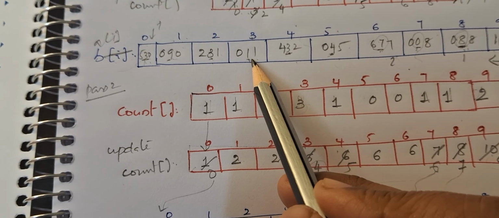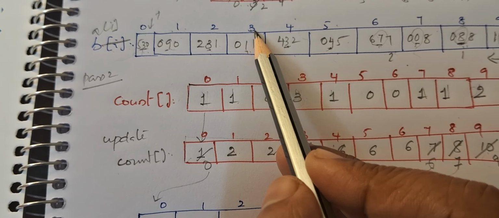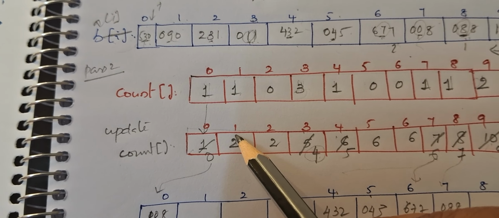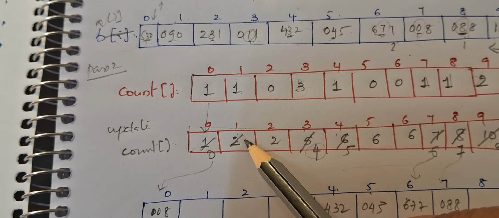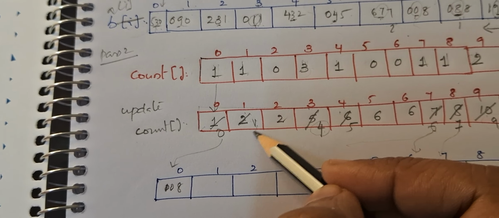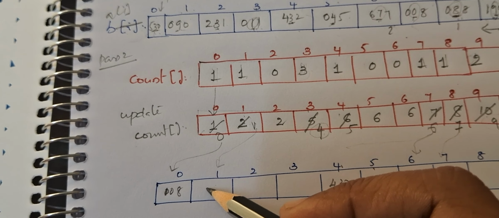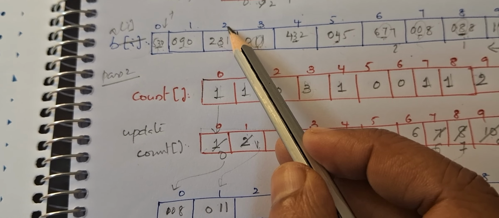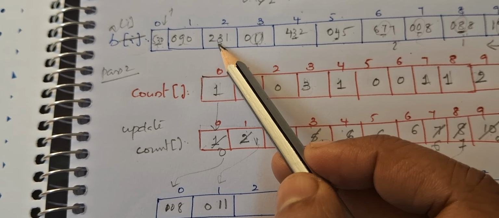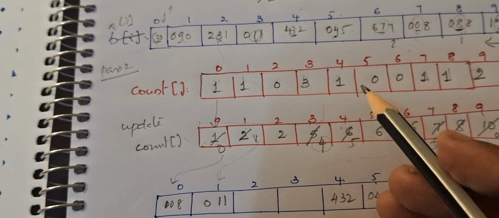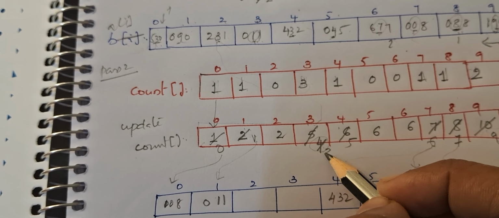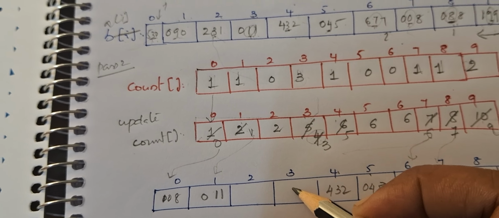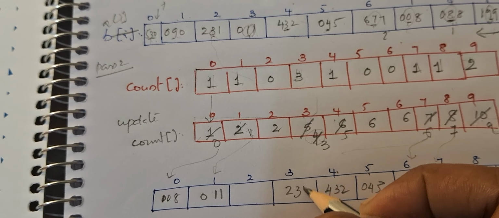Okay, then again traversing, I is equal to I minus 1, 4 minus 1, which is equal to 3. The second element is 1 here. Go to index 1 of updated count array, decrement the value by 1, go to the corresponding index, go to index 1. Okay, then store the result. Then next is I equal to 2, value is 3. Go to the third index of updated count array, decrement the value by 1. Okay, go to index 3 of final array and store the result. That is, here it is 231.